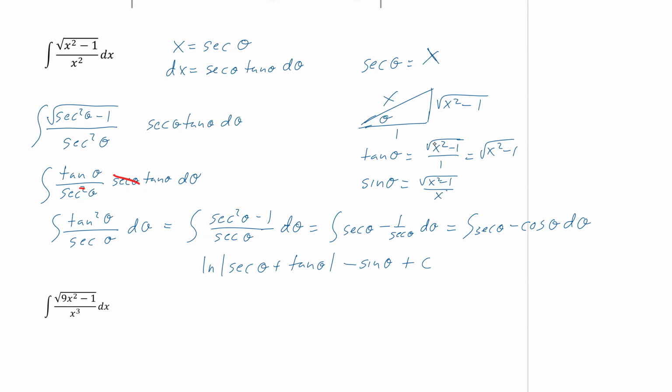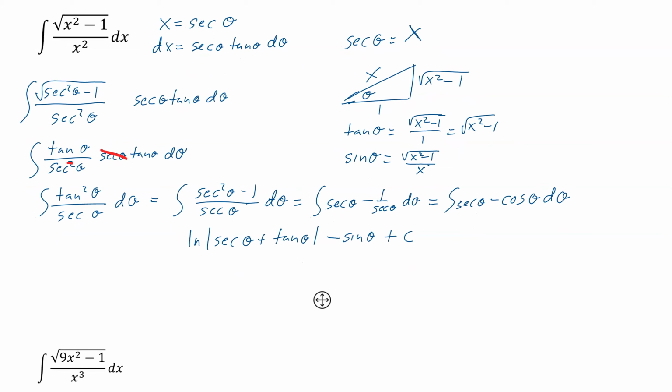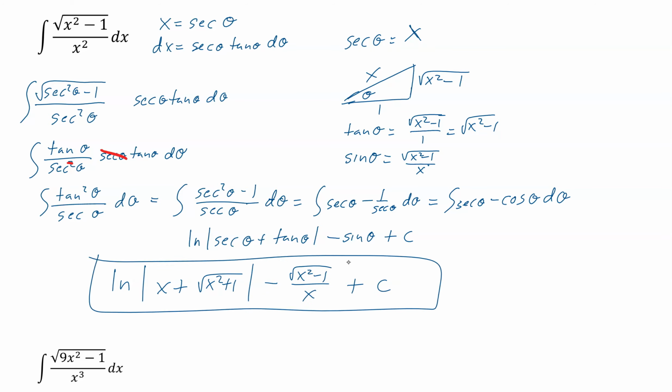So now we just have to plug them in. Let me get some more room here. There we go. So we end up with natural log of secant theta. Secant theta is just x plus tangent theta, which is the square root of x squared minus 1, minus sine. And sine theta is the square root of x squared minus 1 all over x plus c. Now you could have converted these as well to sine and cosine and then canceled that way.